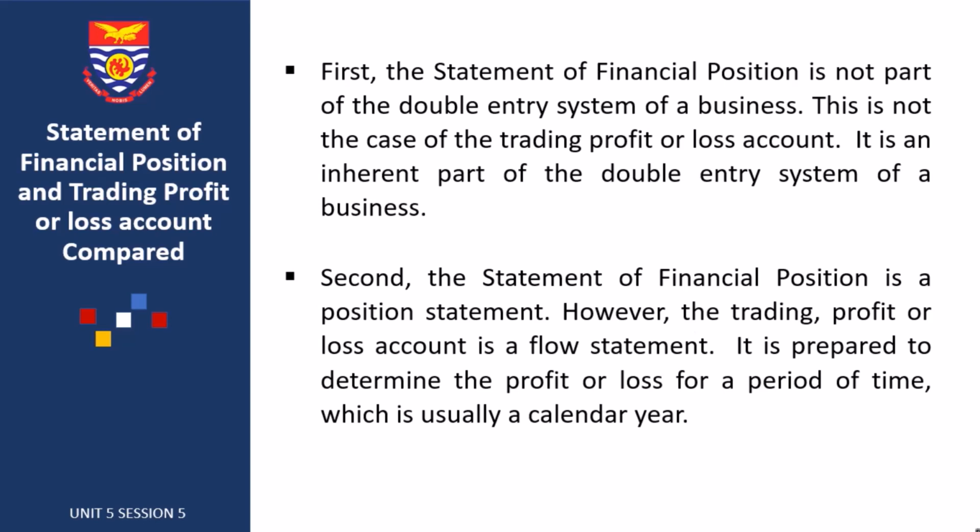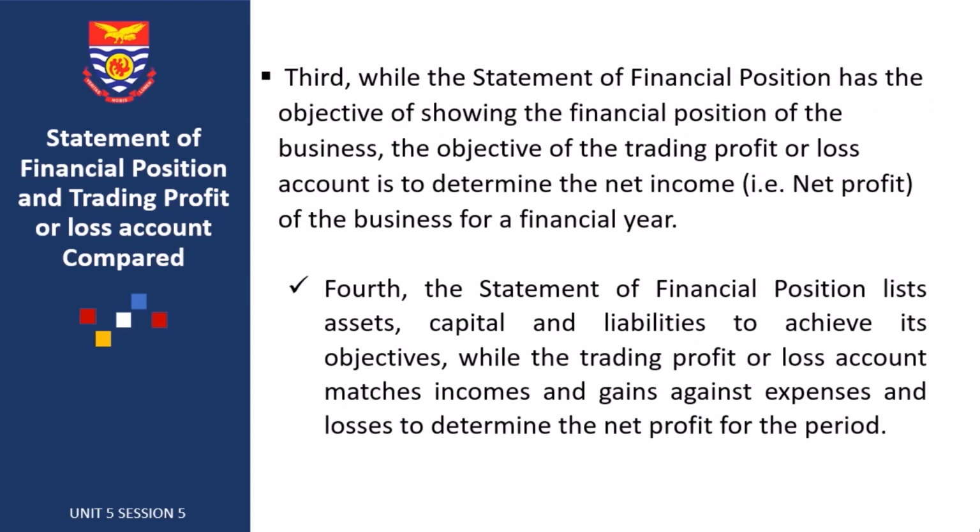Second, the statement of financial position is a position statement. It is drawn to show the financial position of a business at a particular date. However, the trading profit or loss account is a flow statement. It is prepared to determine the profit or loss for a period of time, which is usually a calendar year. Third, while the statement of financial position has the objective of showing the financial position of the business, the objective of the trading profit or loss account is to determine the net income, that is the net profit of the business for a financial year.